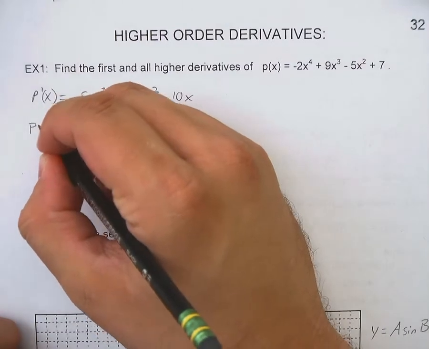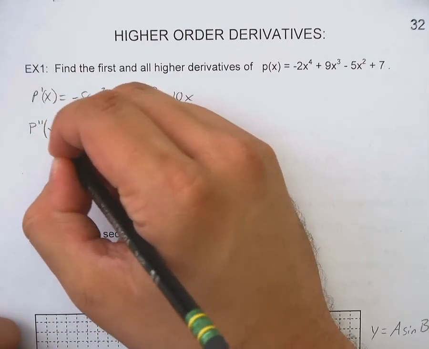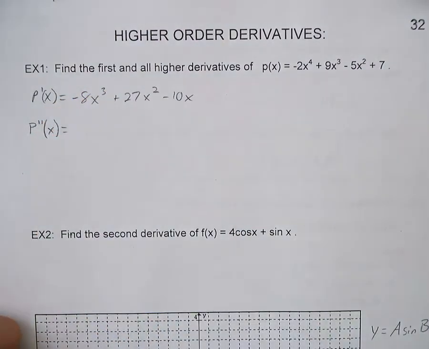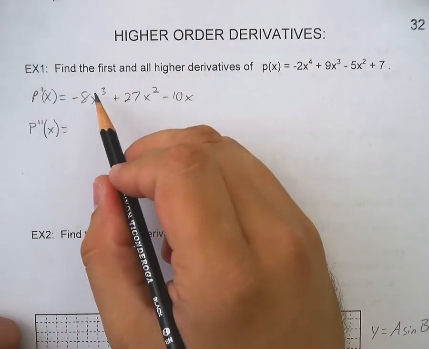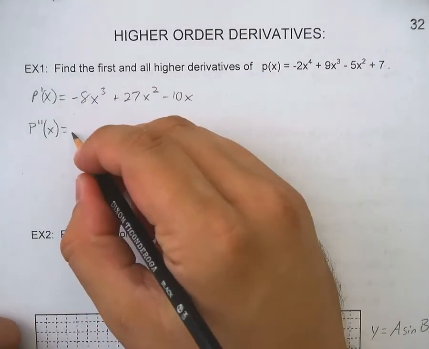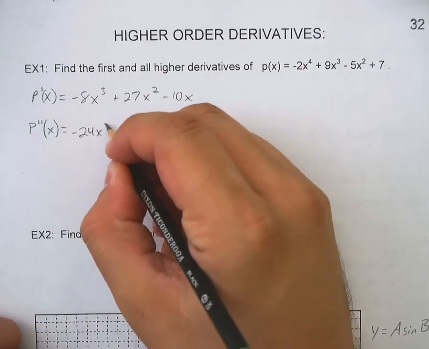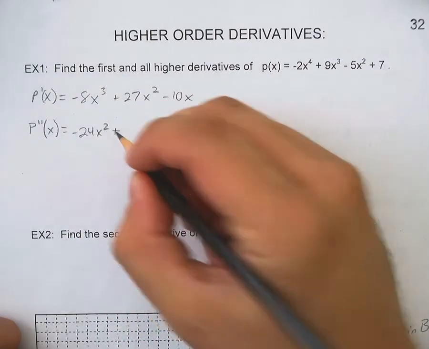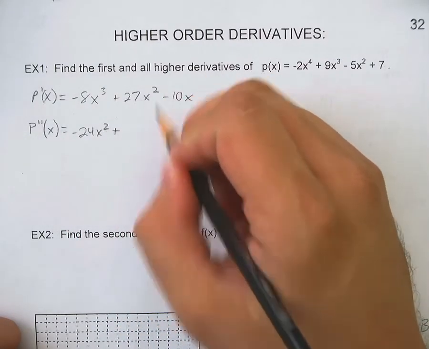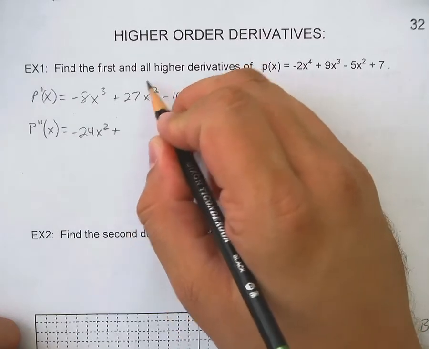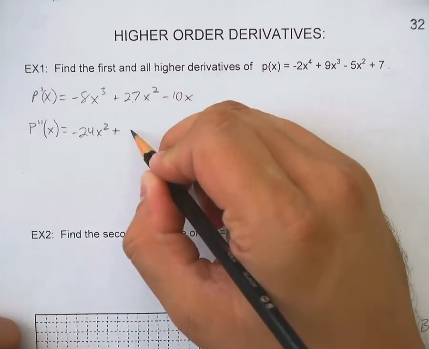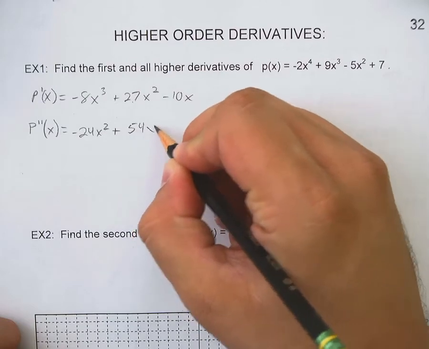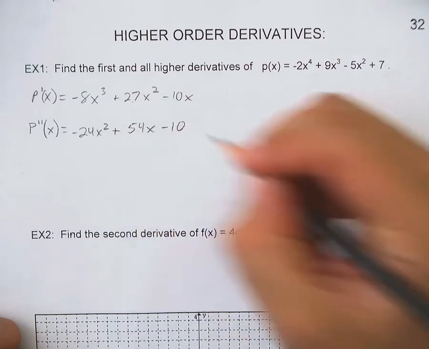Now we can take another derivative of that, and the derivative of that is going to look like this, p double prime of x. We call this the second derivative. And all we do with that is take the derivative of the derivative. So take the derivative of this guy. 3 times 8 is going to be negative 24x squared plus 27x squared. So take the derivative here, drop down your 2. 27 times 2 is 54x minus 10.